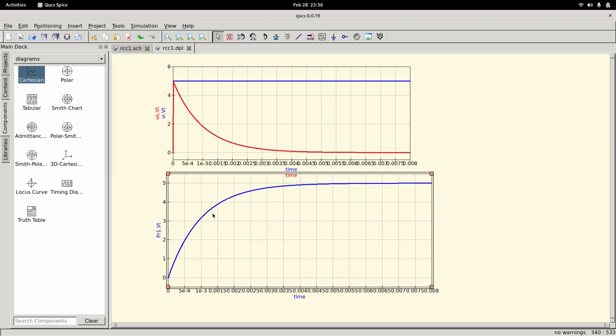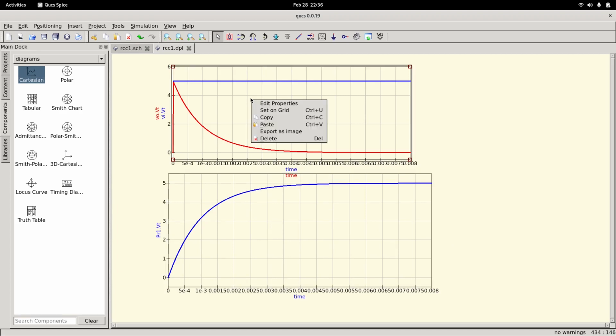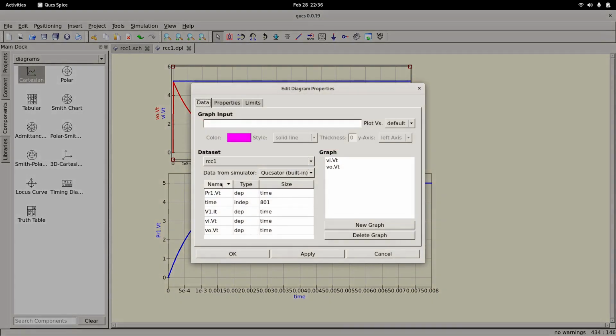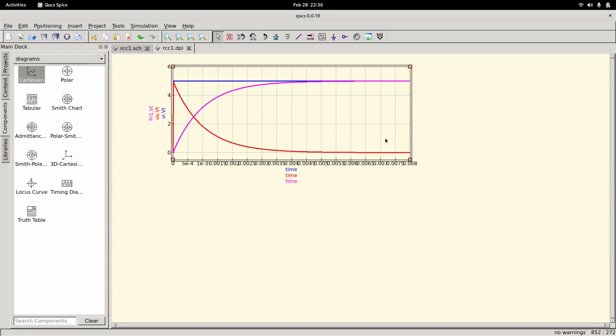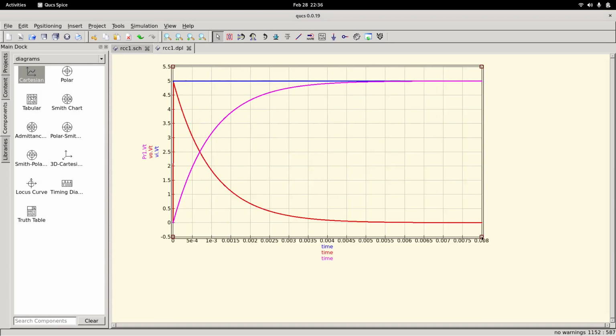So along with this, let us plot the input also, or let us add the same plot on this, so that we can compare the results. So all the plots are added here. We will delete this. So this is the voltage across the capacitor and this is the output voltage.